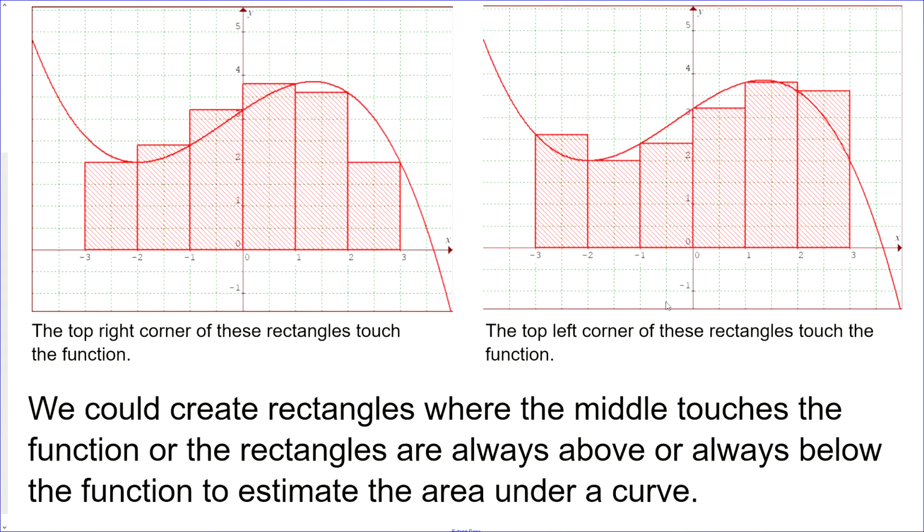We could create rectangles where the middle touches the function, and then on the same bar, some of it theoretically would be over and some of it would be under. That'd be a good way to get some more accuracy and less bias. Or if we wanted to find an upper and lower bound, we could create our rectangles so that they were either always above or always below.